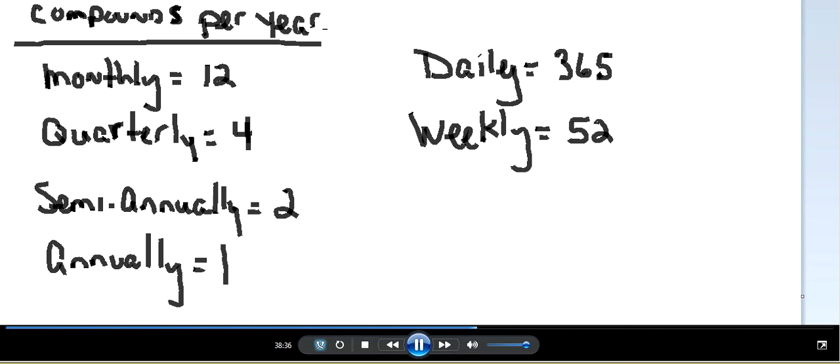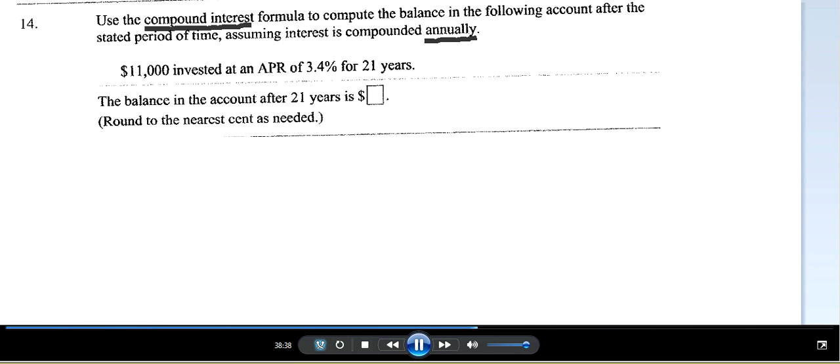Let's go back up to the top. Here it is here. Okay, so I've got number 14 here. I'm going to get a little thinner pen here. I think I'm going to need it.